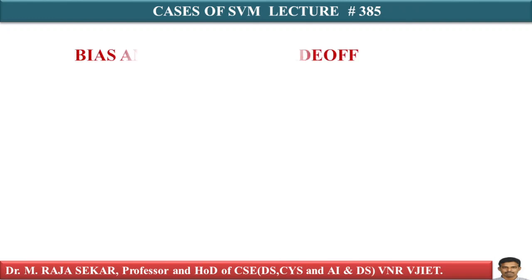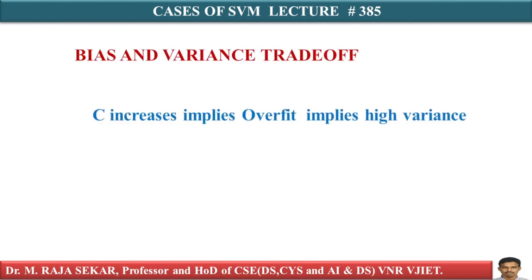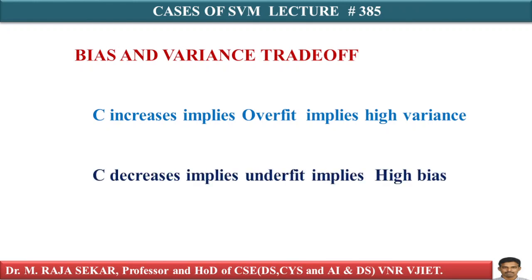Another thing is the bias-variance trade-off. As C increases, you are going to overfit, because C is multiplied by the loss function, which means you have high variance. Similarly, as C reduces, you are going to underfit the model, which means you have a high bias term, isn't it? And of course, we have standard methods of grid search cross-validation or random search cross-validation to find the optimal C.